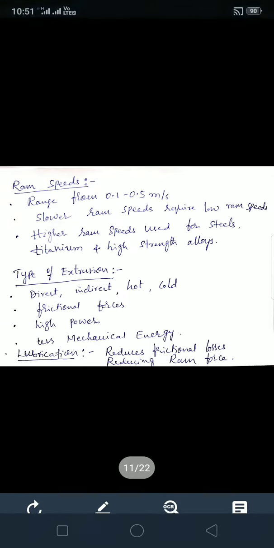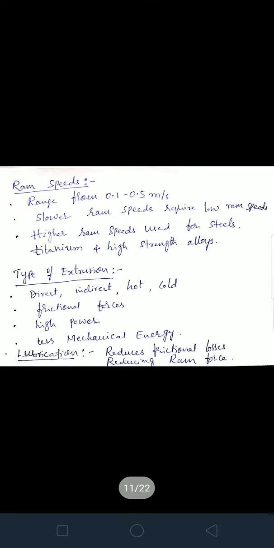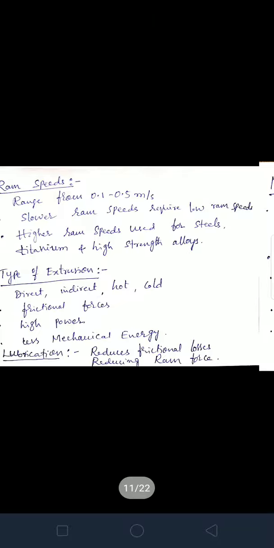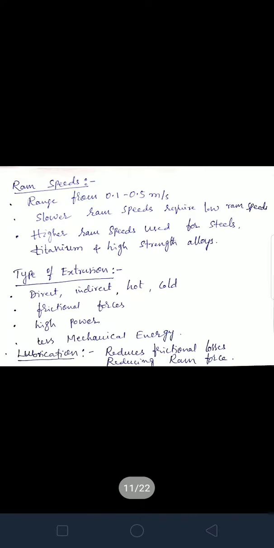However, you can also consider that for direct and indirect extrusion, the forces required are very high, in hot extrusion it is less, but in cold extrusion it is normally high. All of these will decide the extrusion process.